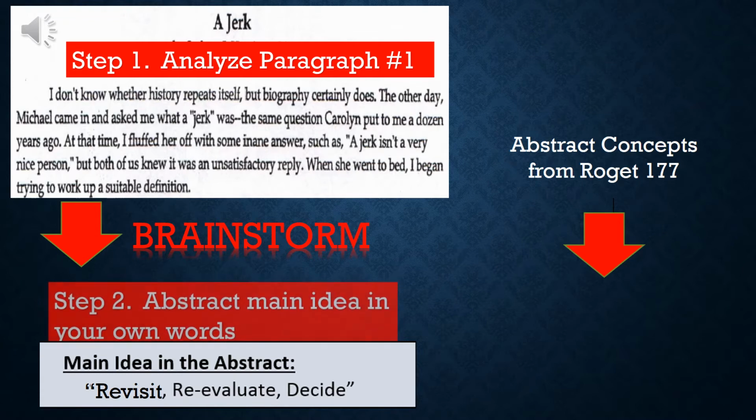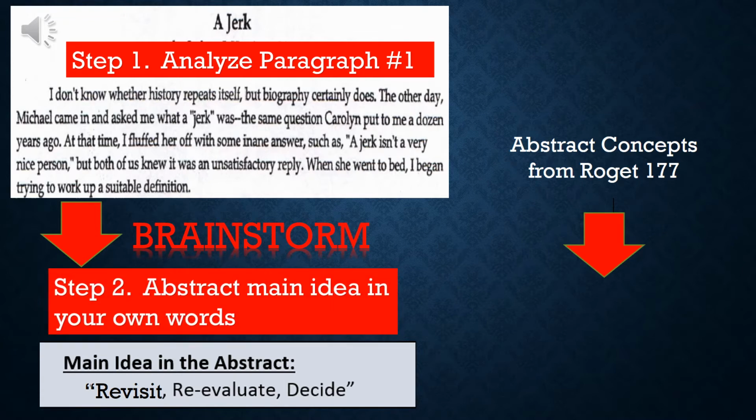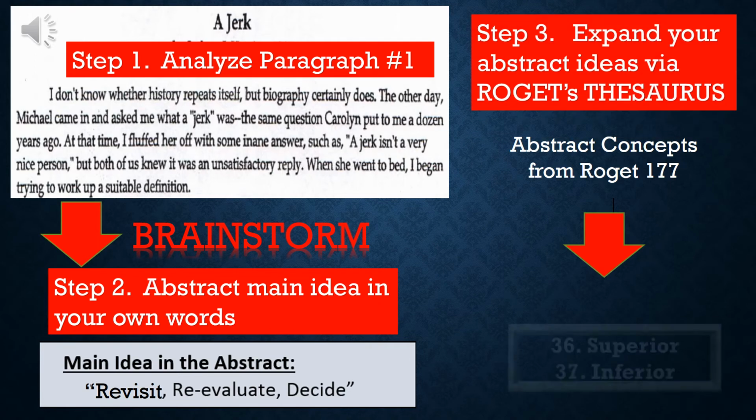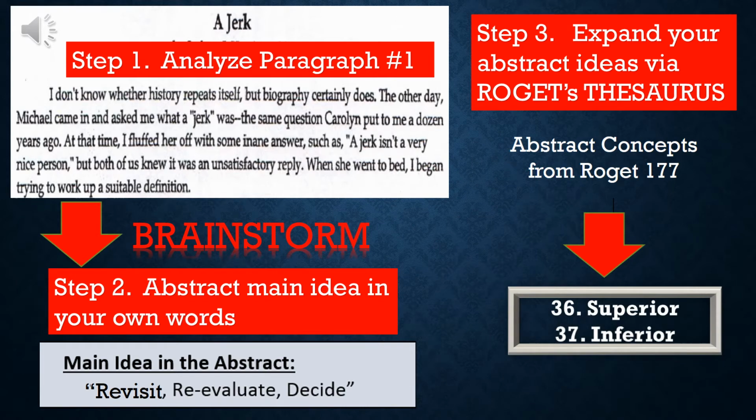In this sample, we're going to look at the first paragraph of the essay, The Jerk. We're going to try to abstract some main ideas, and then expand our own interpretations by looking at Roget's thesaurus list of 177. So in step 1, analyze the paragraph. I came up with my own main ideas that this paragraph is about: revisit, reevaluate, and decide. If you read the paragraph, those are the words that I thought most definitely describe what's going on. Then I went to Roget's thesaurus and tried to add something to revisit, reevaluate, and decide, and I came up with number 36 and number 37, superior and inferior.